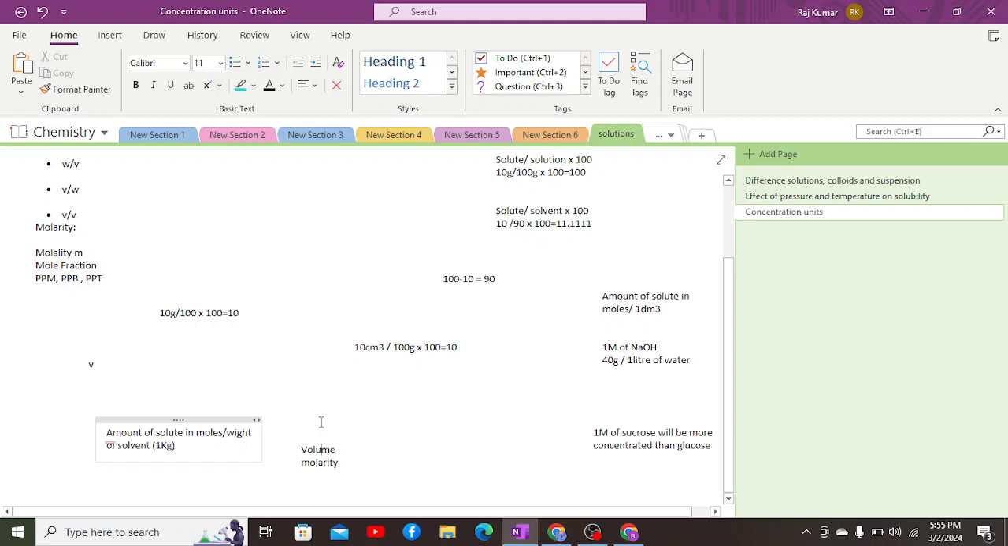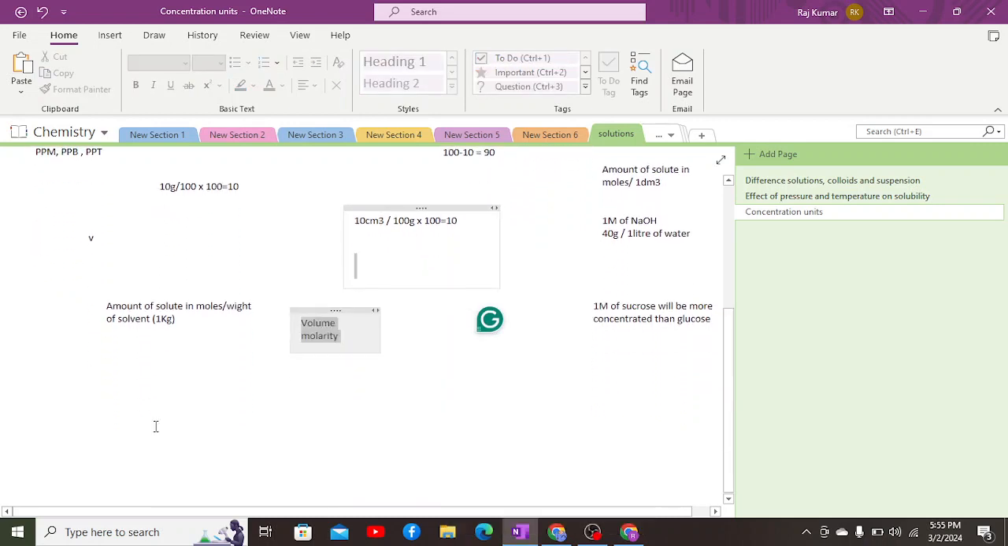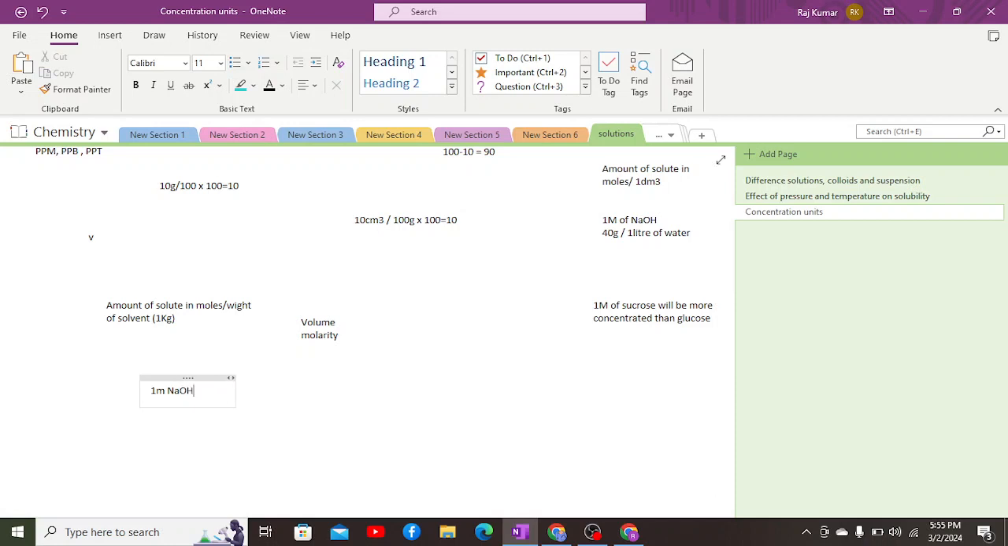Let's suppose we have a 1 molal solution of sodium hydroxide. It will be prepared in such a manner that we first take 40 grams, meaning 1 mole of sodium hydroxide, and now we are going to dissolve that 1 mole of sodium hydroxide into 1 kilogram of water, which will produce a 1 molal solution.